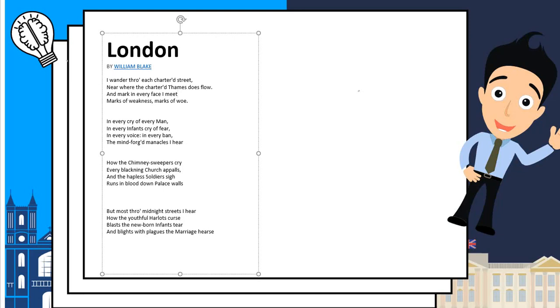I wander through each chartered street, near where the chartered Thames does flow, and mark in every face I meet, marks of weakness, marks of woe. In every cry of every man, in every infant's cry of fear, in every voice, in every ban, the mind-forged manacles I hear. How the chimney sweeper's cry every blackening church appalls, and the hapless soldier's sigh runs in blood down palace walls. But most through midnight streets I hear how the youthful harlot's curse blasts the newborn infant's tear, and blights with plagues the marriage hearse.